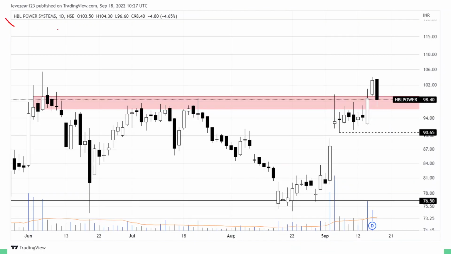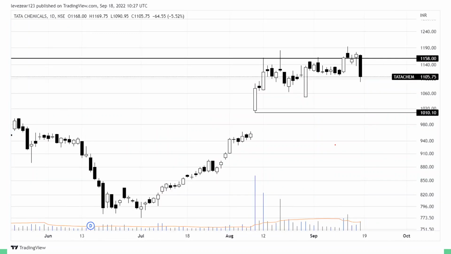And another example of HBL Power, you can clearly see there's a gap formed, and half of the gap was kind of filled, but after that, look what the price did, just consolidating in the range and then a breakout. So you can just keep the stop loss below the upper boundary of the gap, or maybe if the gap is small, then you can also keep the stop loss below the lower boundary of the gap.